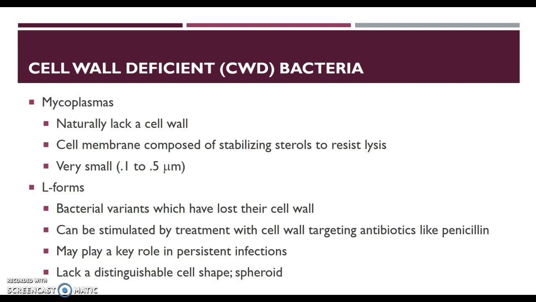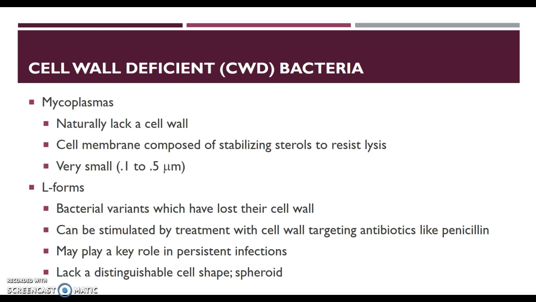Mycoplasmas are a group of bacteria that are naturally cell wall deficient. They do not have a cell wall. Their cell membrane is composed of sterols that help to stabilize the organism so that it resists lysis, unlike other cell wall deficient bacteria that might be more prone to rupture. They are very small, about 0.1 to 0.5 micrometers, so they're one of the smallest bacterial types.